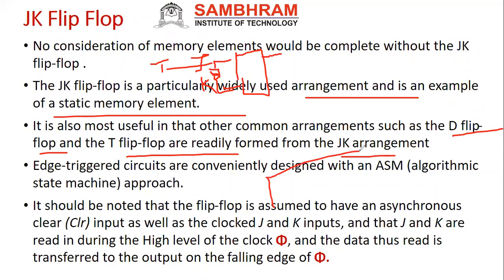Now, how can I get a D from JK? It is very simple. From JK, I got T, correct? So this is T. Now, how will I get a D? The Q will be connected with one inverter, then that will be connected to T. Now this will become a D flip-flop. So from JK to T, T to D, these are all possible here. That is what we can do.